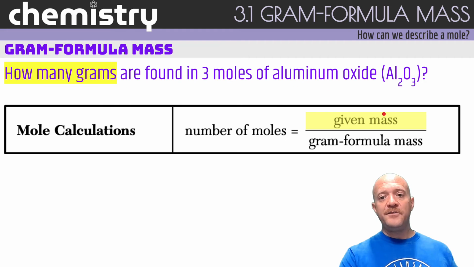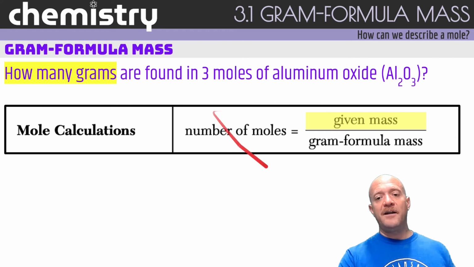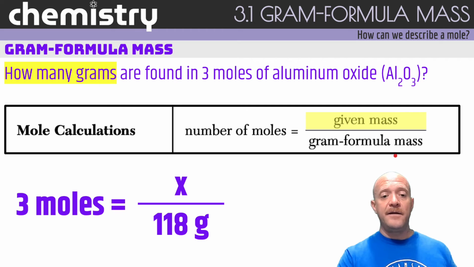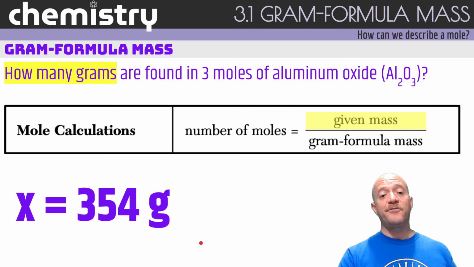So what I'm going to do now is plug in my numbers. I already gave you the gram formula mass in the other slide. So I have 3 moles, that's right up here. This is given to me. That is the number of moles, equals x, or my unknown, over the gram formula mass. When I solve for x, I get 354 grams are in 3 moles.